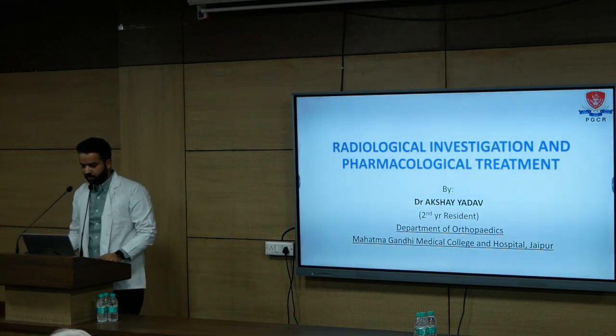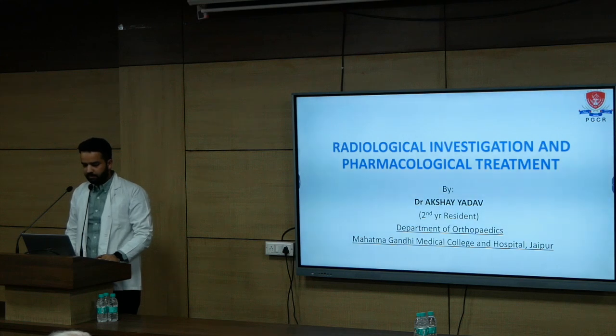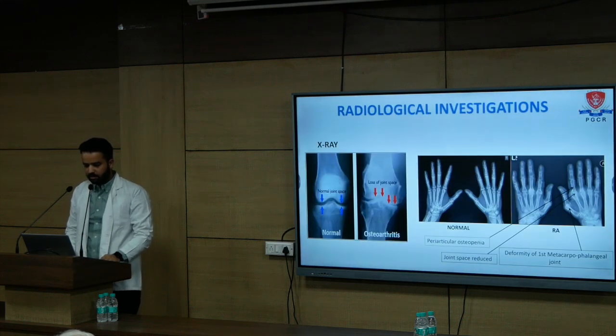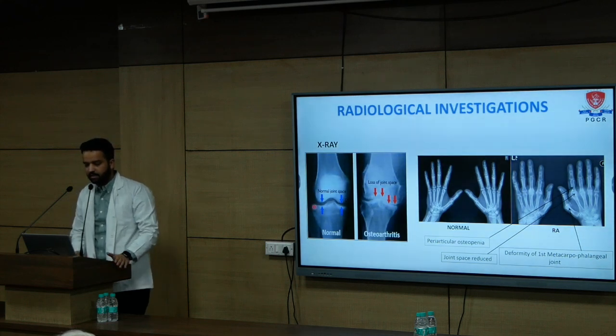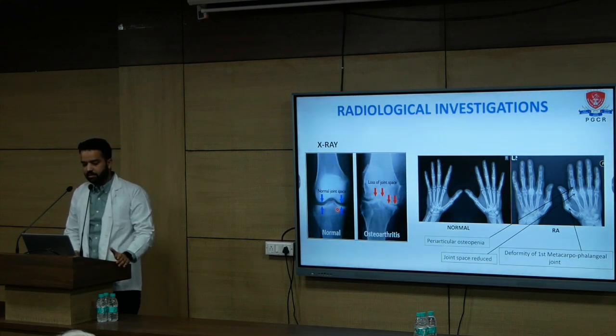Thank you, Dr. Nirbhay. Now moving forward to radiological investigation and pharmacological treatment. So this is the X-ray of a normal joint in which we can see that the joint space is maintained and the articular cartilage surface is smooth with no osteophytes.